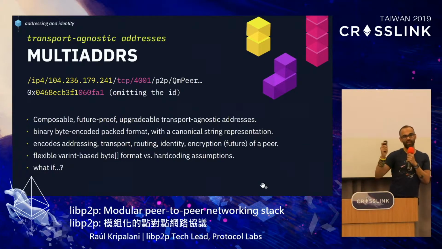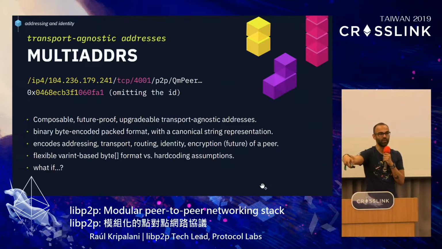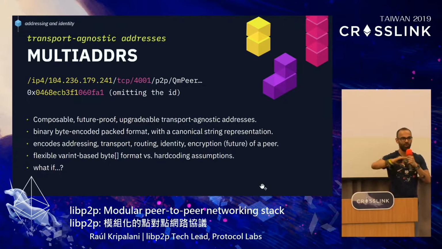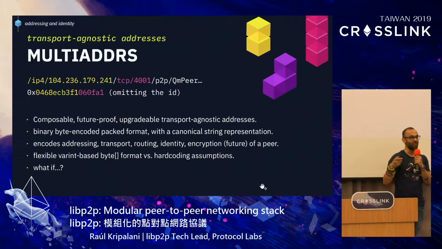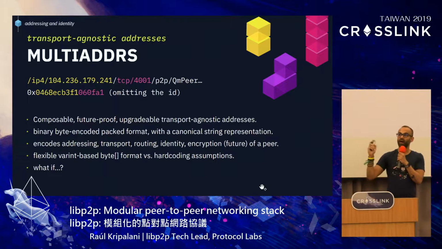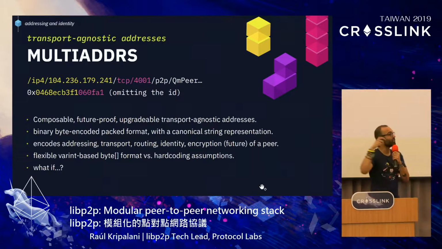Now, let's start getting into the technical details of libp2p. The first thing, one of the main building blocks of everything, is addressing. How do we actually address these processes in the world? There is the concept of multiaddrs, which are essentially composable and future-proof. I don't know if you get to see the coloring on these slides. Unfortunately, it might be a bit difficult to see, but a multiaddr is a composable, future-proof, upgradable, transport-agnostic address. If you think about how we address processes in the world, we usually have an IP address, a port.